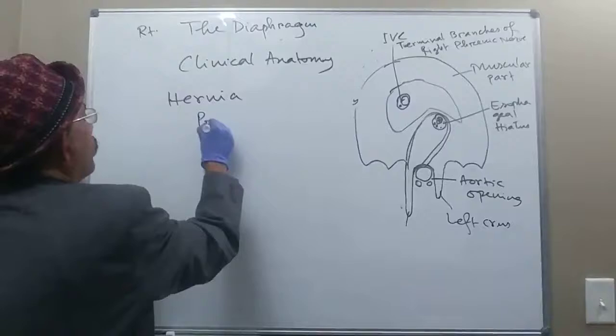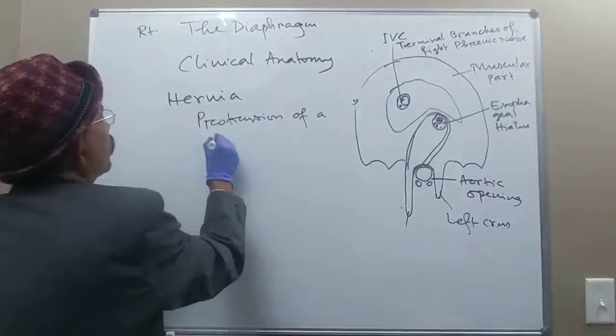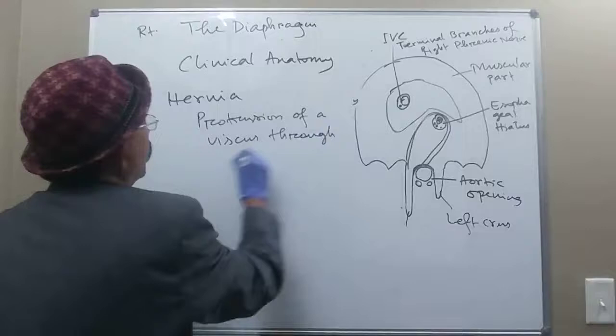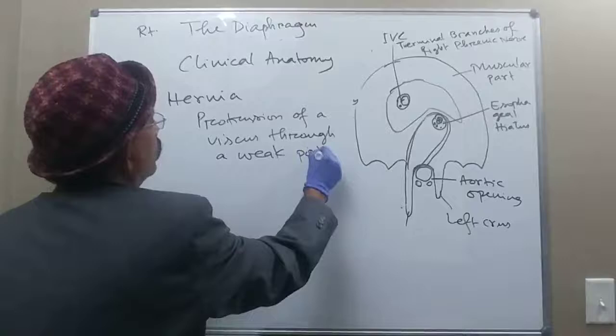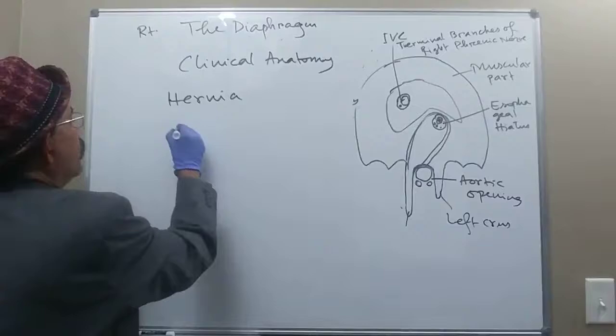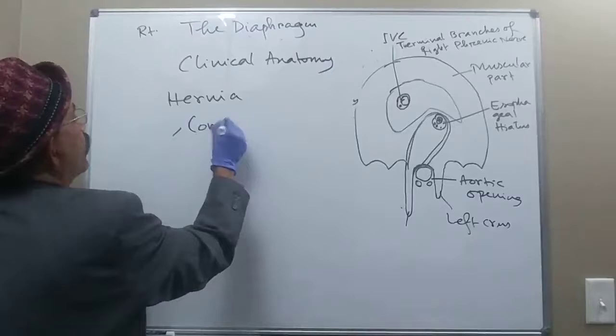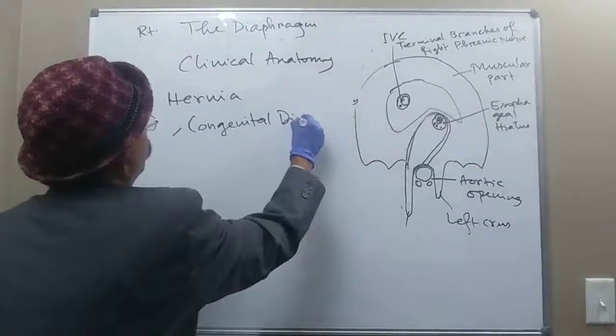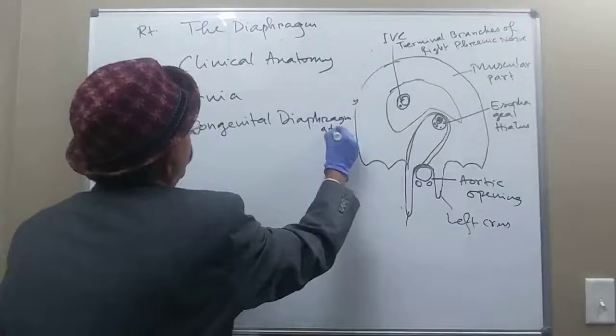Protrusion of a viscus through a weak point. Okay, that is the hernia. So what are the hernias associated with the diaphragm? One is the congenital diaphragmatic hernia. What happens?